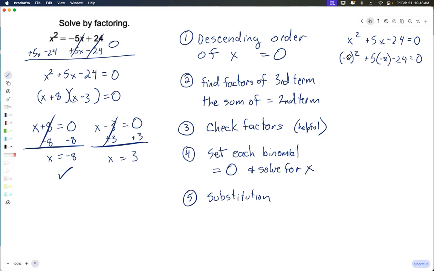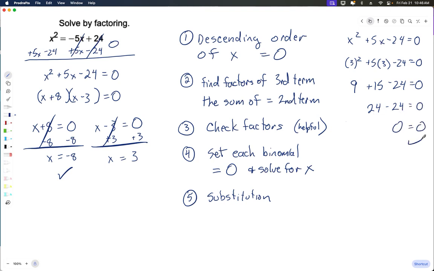So I'm going to erase these. I'm going to erase this right here. And now I'm going to substitute in the positive 3. So 3 squared plus 5 times 3 minus 24 is 0. 3 squared is 9, plus 5 times 3, which is a positive 15, minus 24. So 9 plus 15, that's 24, minus 24. We know that that is 0, equal to 0. So that is correct, which means this is correct as well. So x has the value of negative 8 or positive 3.